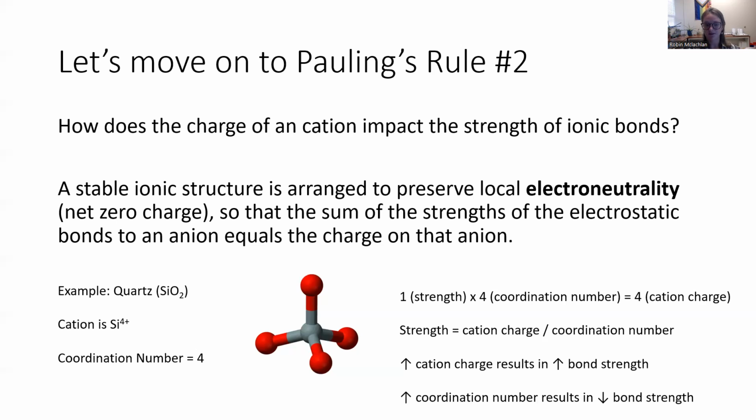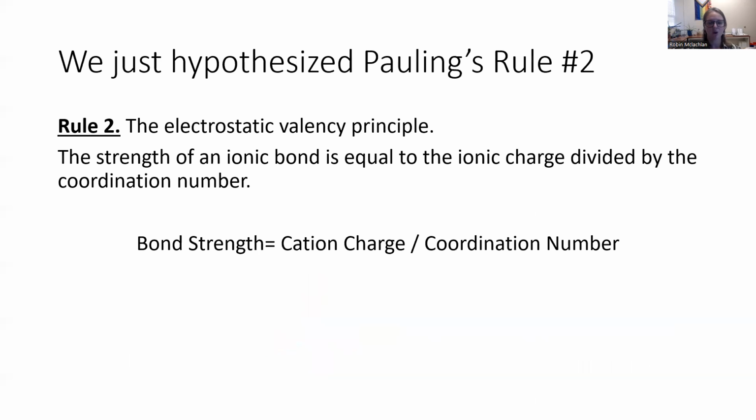Now think to yourself, if the coordination number increases, what happens to the bond strength? Well, it decreases. So this is relating the strength of each bond to the charge of the cation and the coordination number, how many anions are surrounding it. Basically, Pauling's rule number 2 is that formula. It says the bond strength equals the cation charge divided by the coordination number.